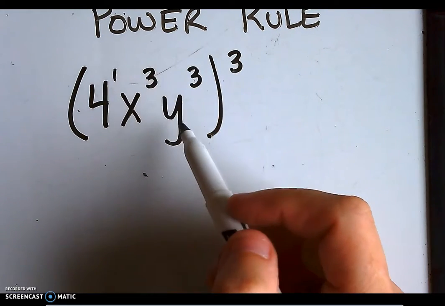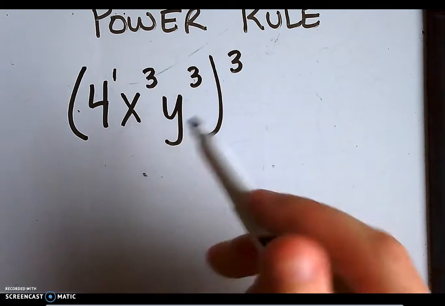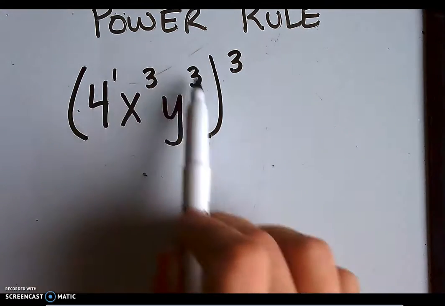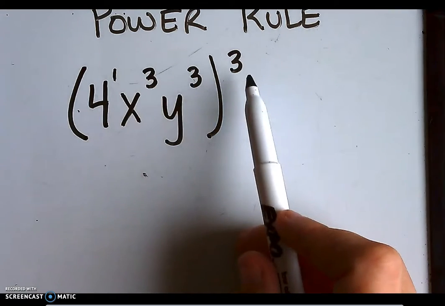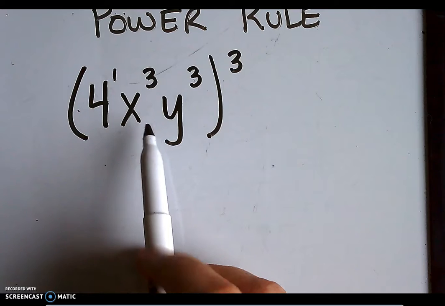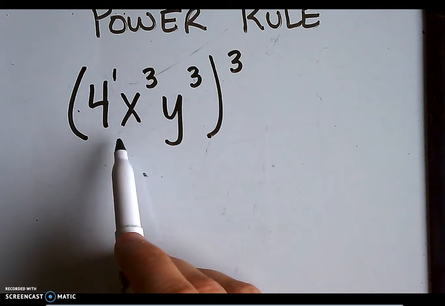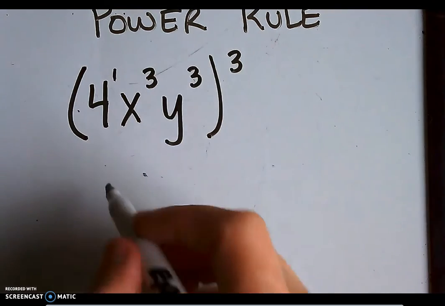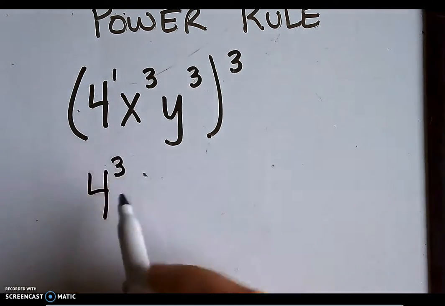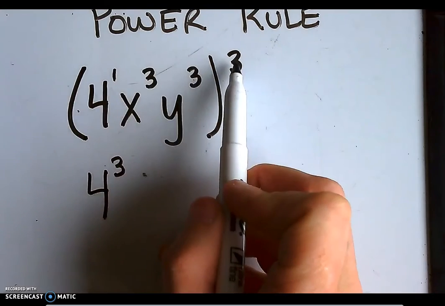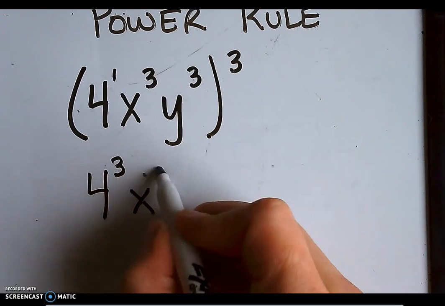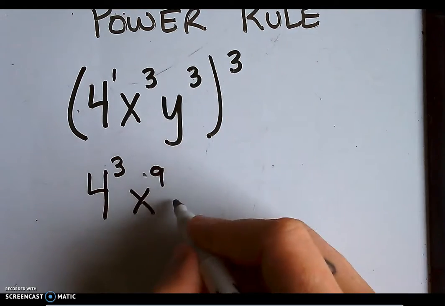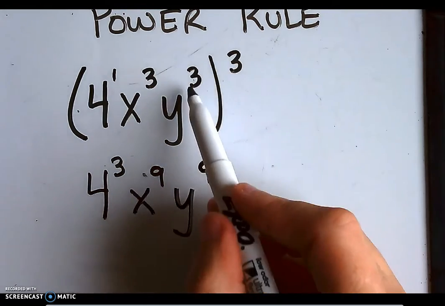You can almost think about it kind of like the distributive property, but this only works when taking a monomial, like in this case here, one term being raised to a power. It wouldn't work when we start adding in operations in the parentheses, like adding and subtracting. So in this case now we end up getting 4 to the third because I multiplied the exponent of 1 times 3. We get x to the ninth because again I multiplied the exponent of 3 times 3. And then I get y to the ninth as well, again 3 times 3.